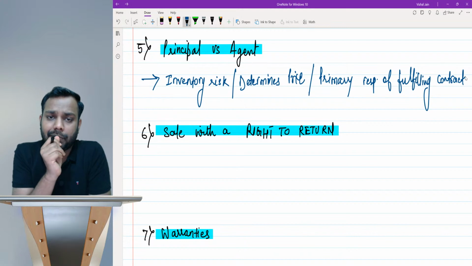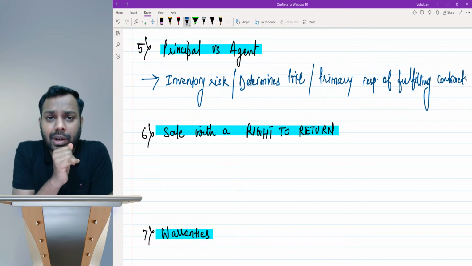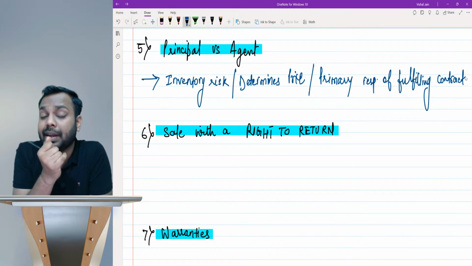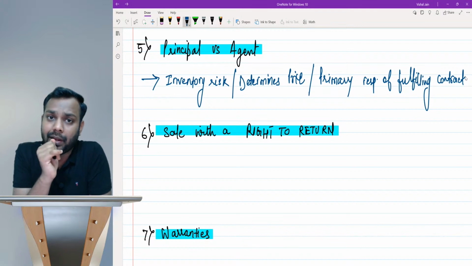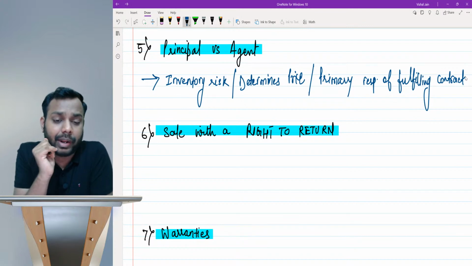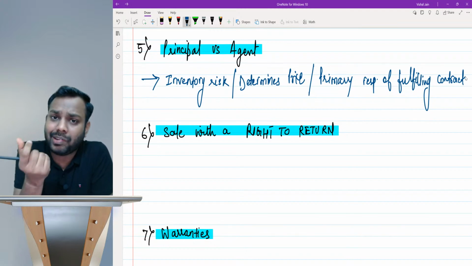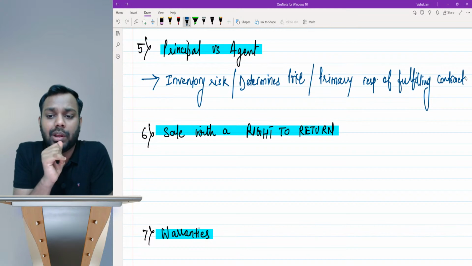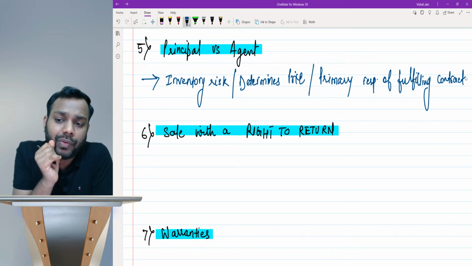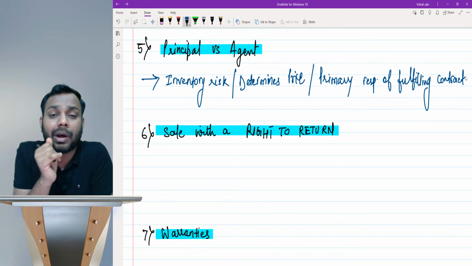Okay. Now let's talk about MMT. If the flight tickets of Indigo are not sold, who will bear the risk? Indigo or Make My Trip? It's the Indigo, right? The flight will run empty, then Indigo bears the risk, not Make My Trip. Who determines the price of the flight tickets? Indigo, not Make My Trip. Make My Trip just keeps its own share in that. That's all. Who has the primary responsibility of fulfilling the contract? It's the Indigo, not the Make My Trip.